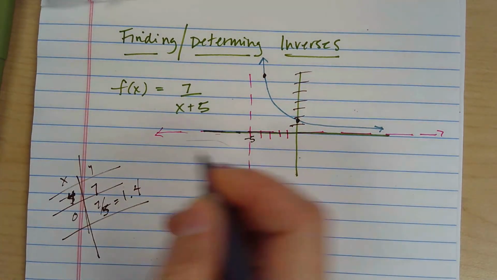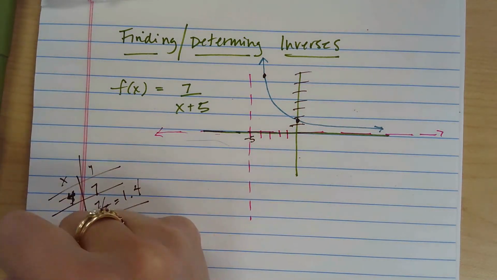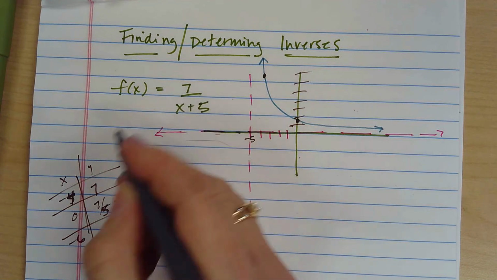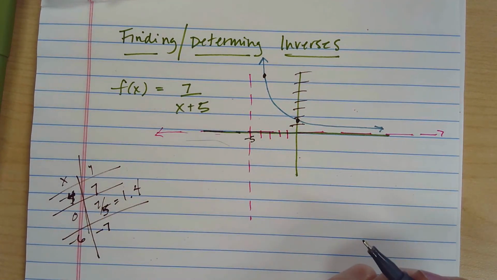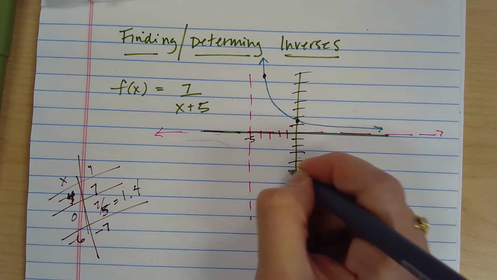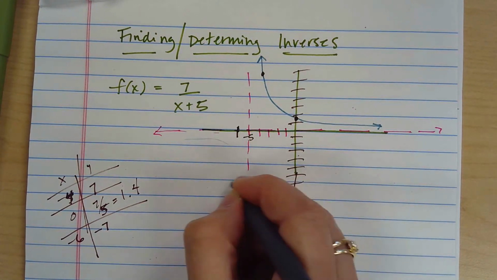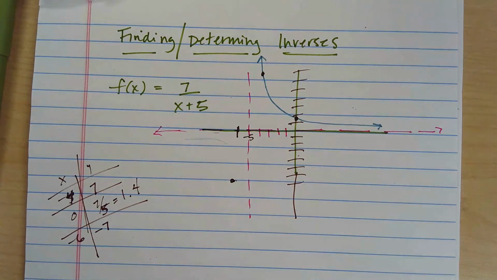So, I don't know, let's pick like negative 6, for example. So negative 6, I would get 7 over negative 1, which is negative 7. So 1, 2, 3, 4, 5, 6, 7. So let's go -6 and -7. So that one's here.